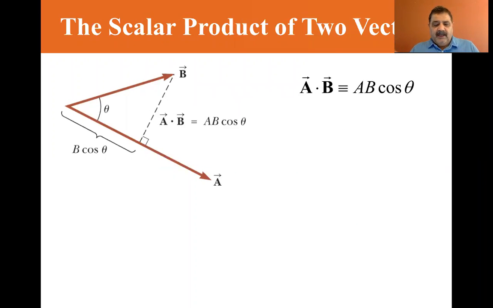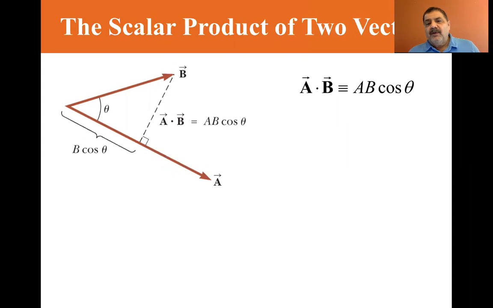Let's look at a graphical view of the scalar product. If you look at A and you look at B, you'll see that B cosine theta is the projection of B onto A. It's basically the horizontal component of the B vector. So that gives you a visual understanding of what it is. A dot B is equal to AB cosine theta.